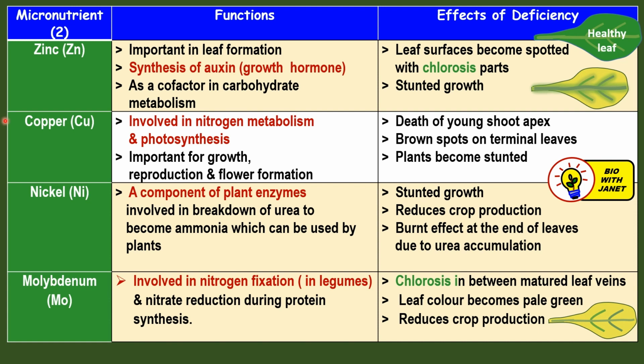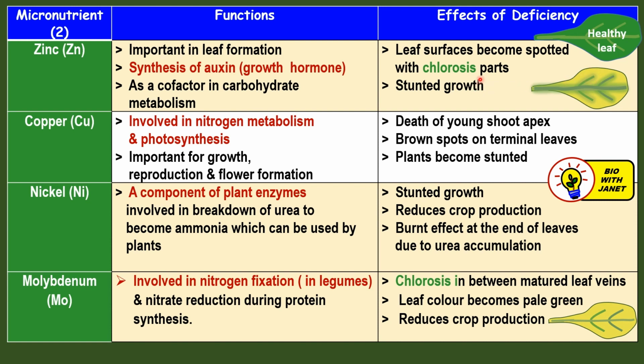Next, we have zinc, the micronutrient zinc, which is important in leaf formation and synthesis of the hormone called auxin, which helps in the growth of the plant. And zinc is a cofactor in carbohydrate metabolism. That means it helps in the function of the enzymes, helps enzymes to function better, right? Now, effects of deficiency. So leaf surface becomes spotted with chlorosis spots. All right, so there are yellow spots on the leaf in between the veins, and there's stunted growth.